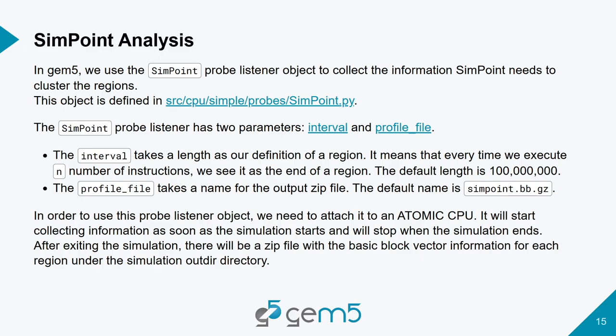The profile file takes a name for the output zip file. The default name here is simpoint.bb.gz. In order to use the probe listener object, we need to attach it to an atomic CPU. It will start collecting information as soon as the simulation starts and will stop when the simulation ends. After exiting the simulation, there will be a zip file with the basic block vector information for each region under the simulation output directory.